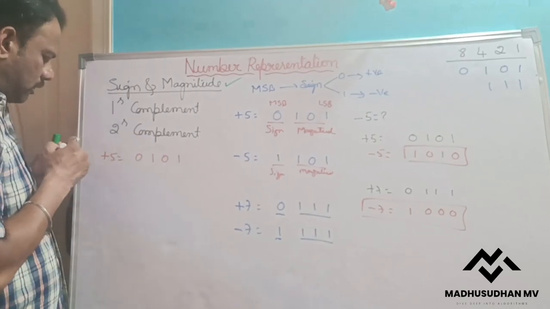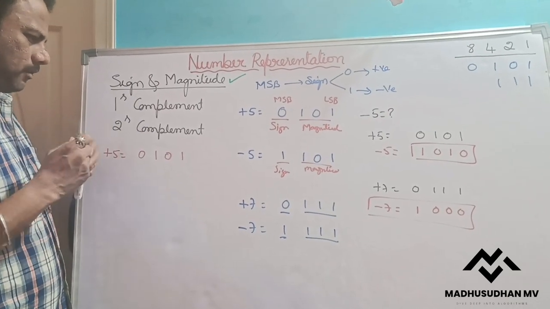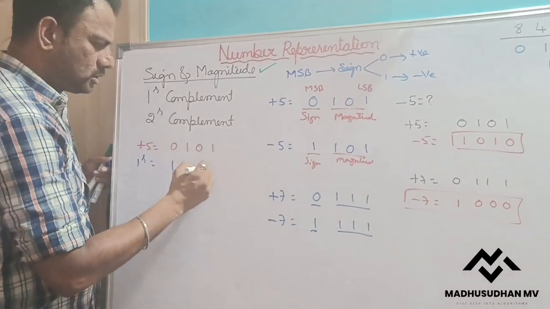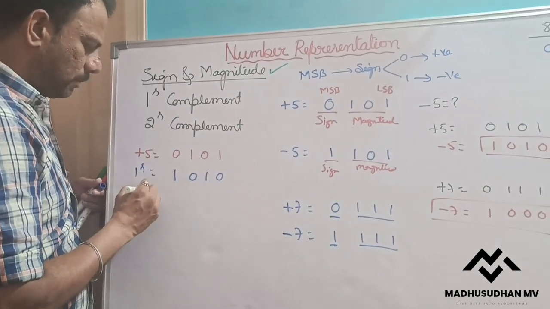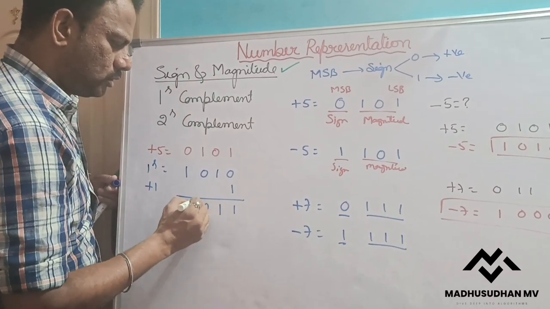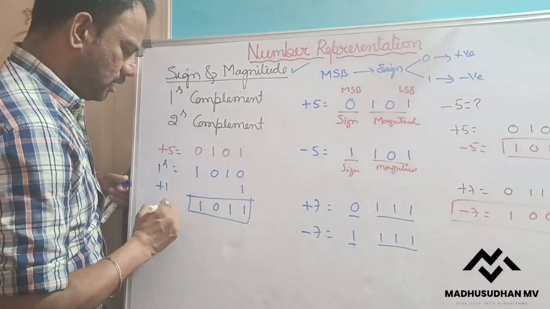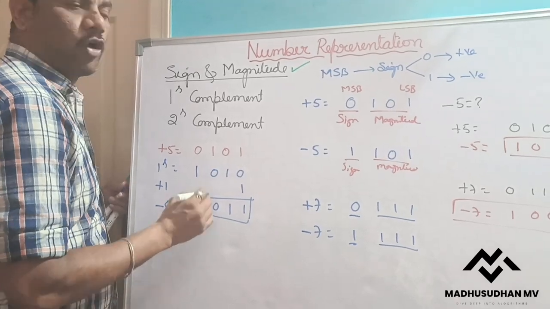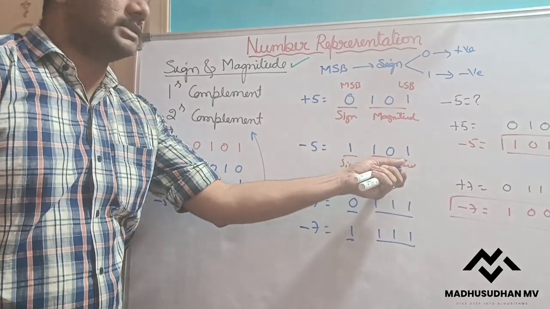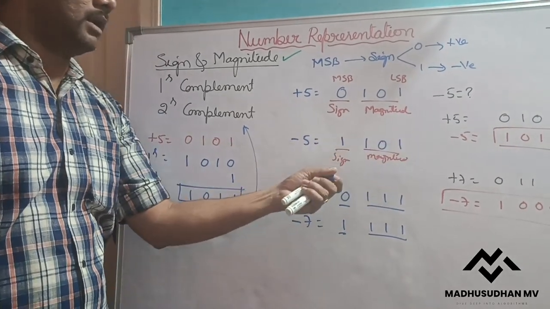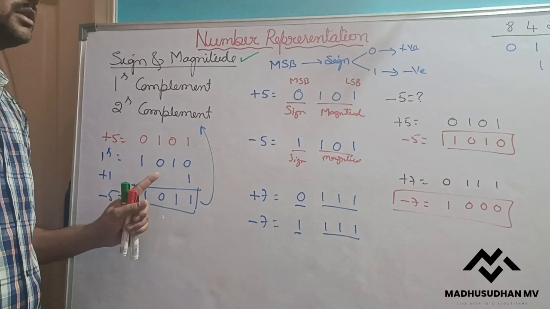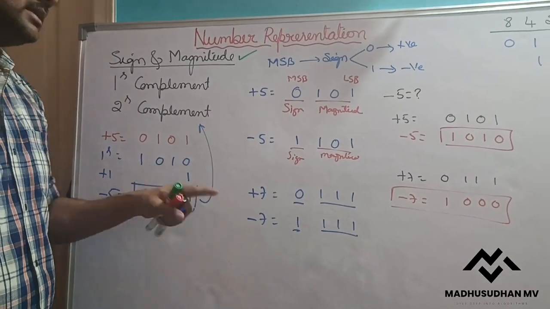First I should take the ones complement of this, changing 0s to 1s and 1s to 0s. I did. Now to this add 1. If I add 1, 0 plus 1 is 1, 1, 0, 0... this is your minus 5 in twos complement. Minus 5 in sign and magnitude is 1, 1, 0, 1. Minus 5 in ones complement is 1, 0, 1, 0. But here it is 1, 0, 1, 1. Three different representations.